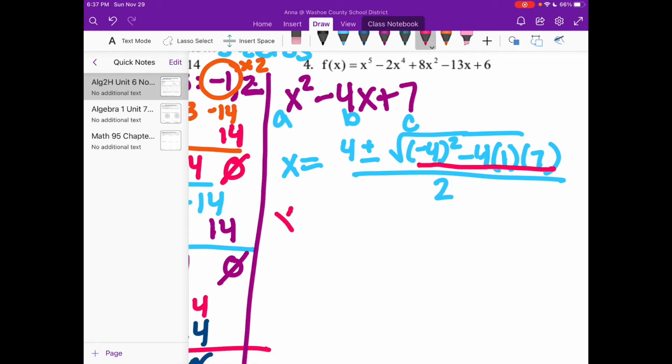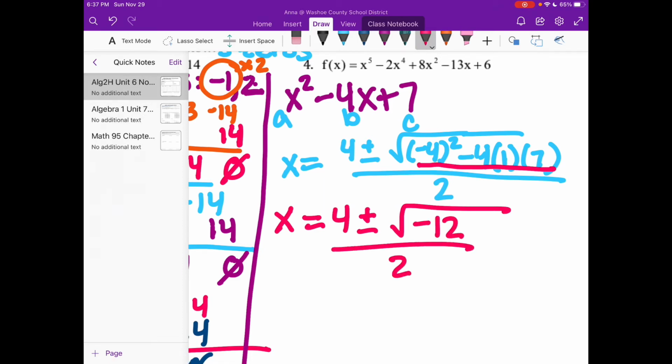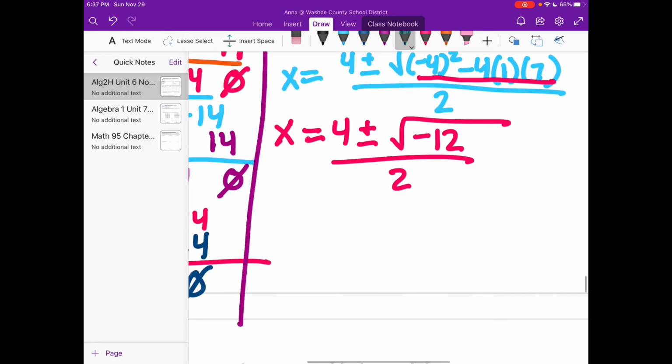Put this whole thing in your calculator because then you don't have to worry about things. Just to save some time, I'm just going to tell you what it is. This is going to be 16. This is going to be negative 28. So you have negative 12 underneath your radical. I told you, imaginary. Okay, so yeah, we got some imaginary numbers in there.